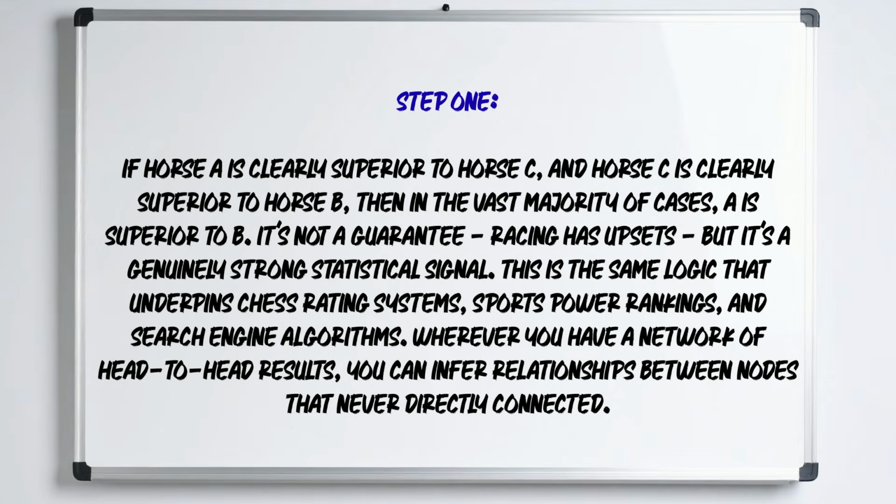Step 1, transitivity. If horse A is clearly superior to horse C and horse C is clearly superior to horse B, then in the vast majority of cases A is superior to B. It's not a guarantee, racing has upsets, but it's a genuinely strong statistical signal. This is the same logic that underpins chess rating systems, sports power rankings and search engine algorithms. Wherever you have a network of head-to-head results, you can infer relationships between nodes that never directly connected.